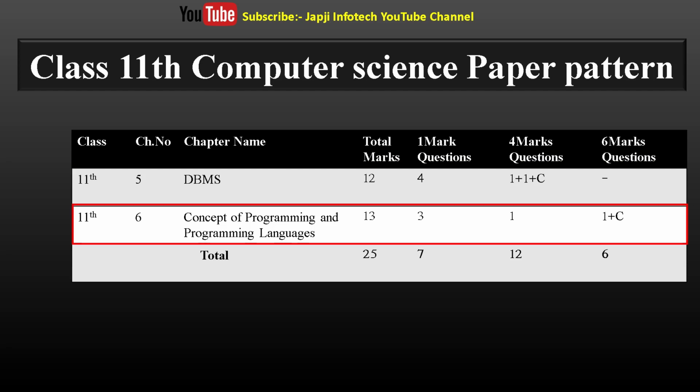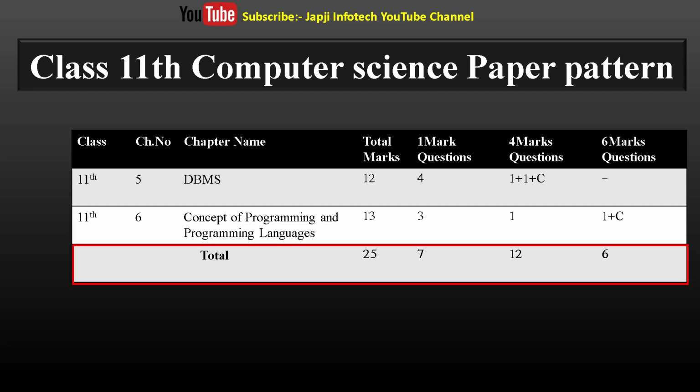Similarly, a paper of total 13 marks will come from lesson 6, concept of programming and programming languages, in which 3 questions of 1 mark, 1 question of 4 marks and 2 questions of 6 marks will come from this lesson, out of which 1 question will be asked. So by keeping this paper pattern, students can score well in the exam. So now let us start the review of lesson 5 and lesson 6 through this video.